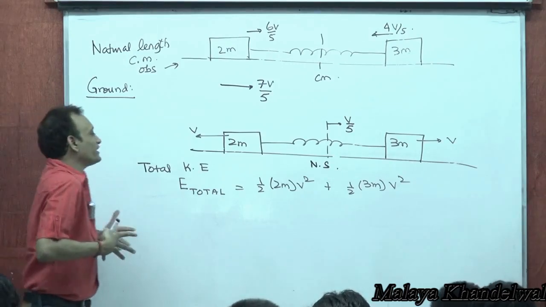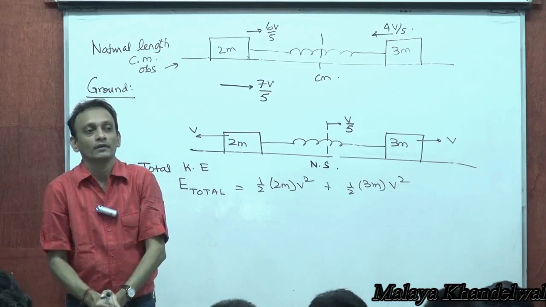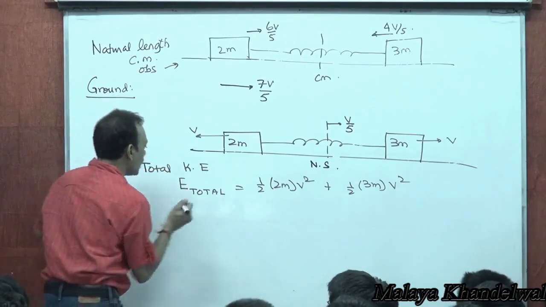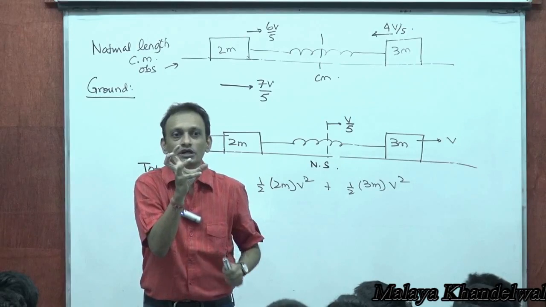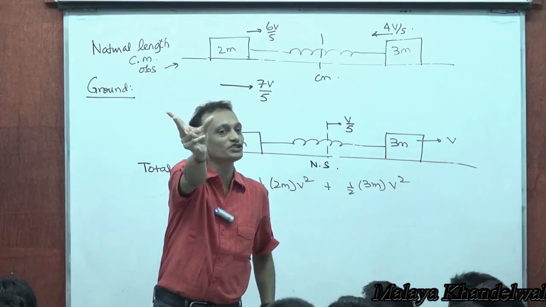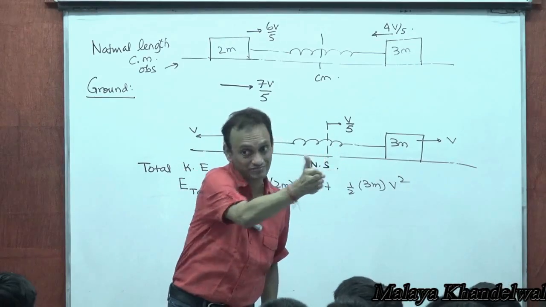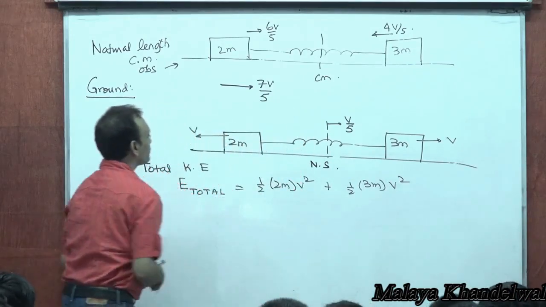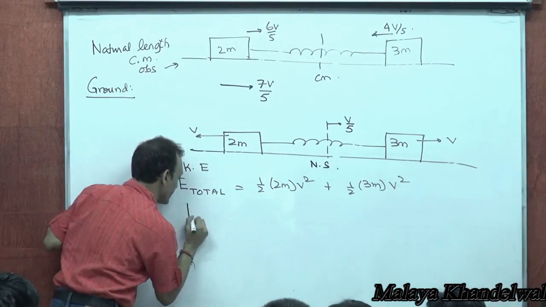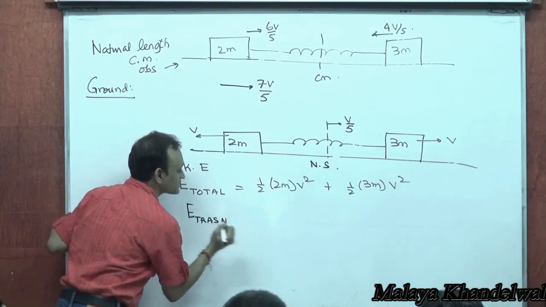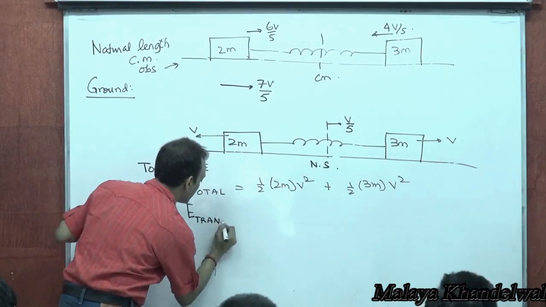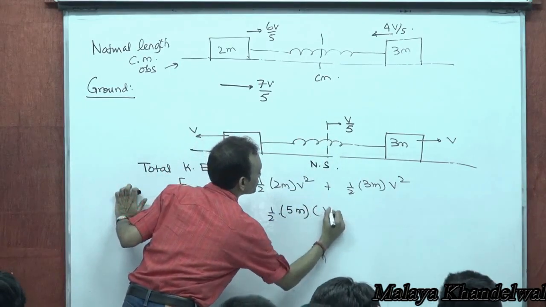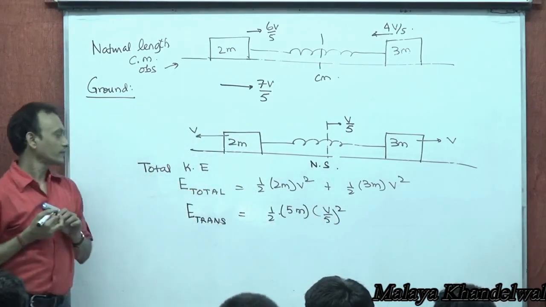Now, what we can say is this total energy has two constituents. One is the energy of oscillation, the other one is the energy of translation. There is that energy of oscillation in this E total, and then there is that energy of translation. The energy of translation, we might want to imagine, as half of 5m into V by 5 squared. That's the energy of translation.